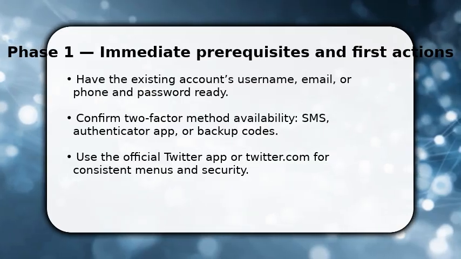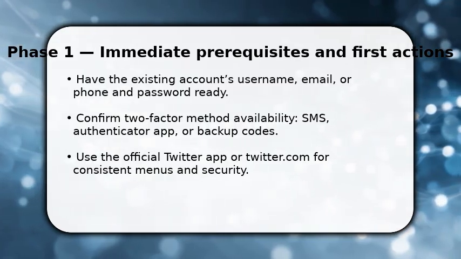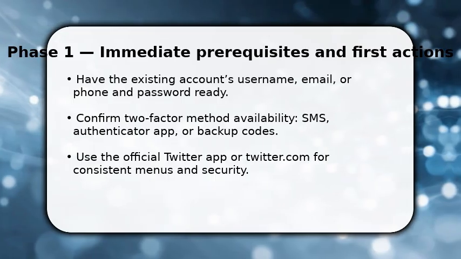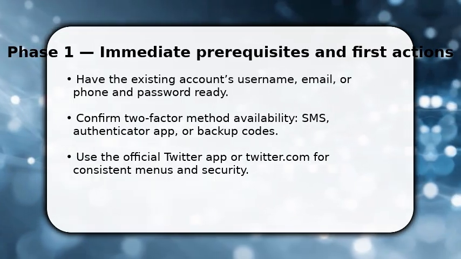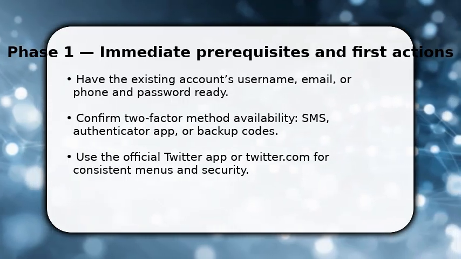You start by gathering credentials and confirming two-factor access. This prevents interruptions. Open the official Twitter app or Twitter.com and sign into your primary account. Once done, tap your profile icon or More menu to access account options.